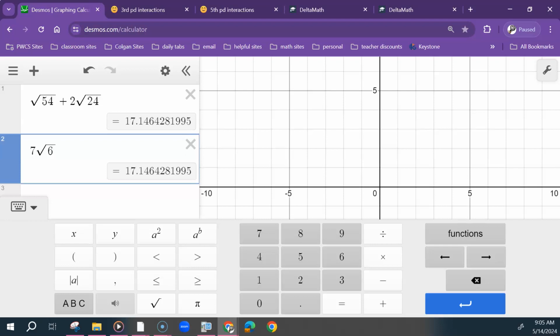But if it was a fill in the blank to type in your response, you would have to simplify both the square root of 54 and 24, get to the bottom, and then combine like terms at the end. Did you want to see that one by hand?